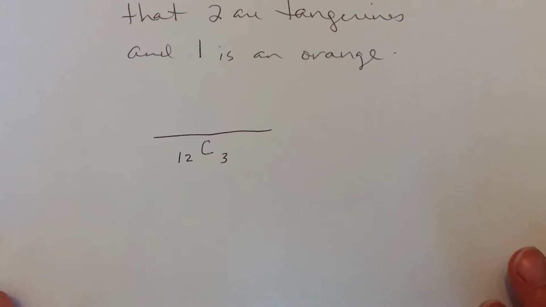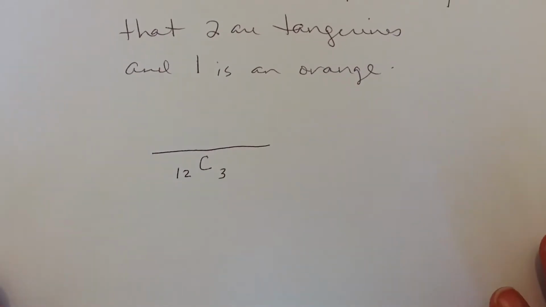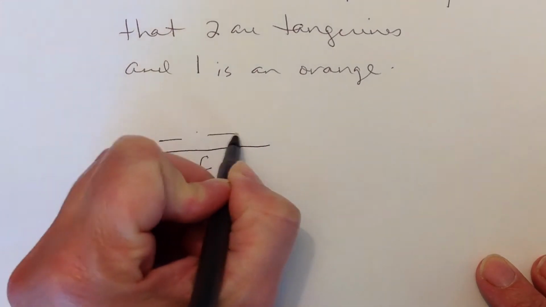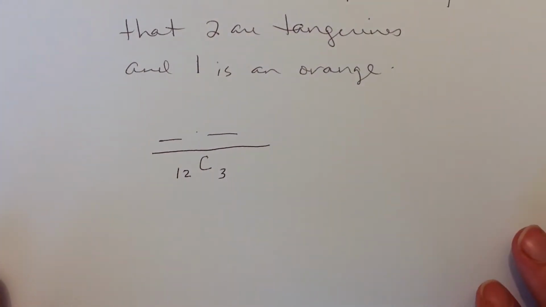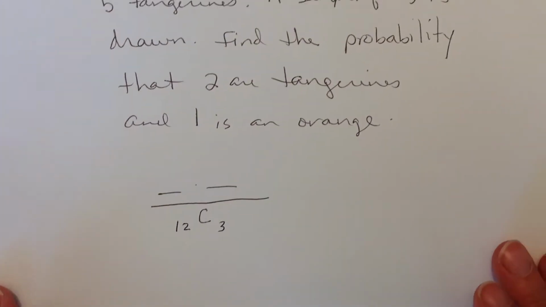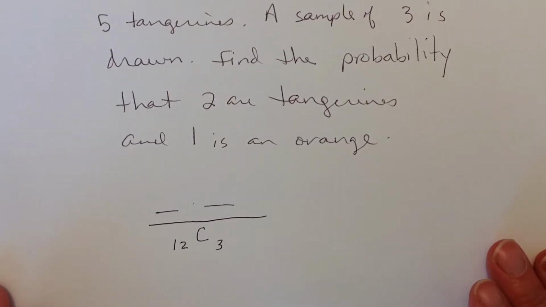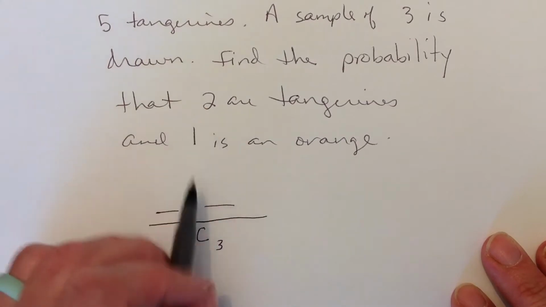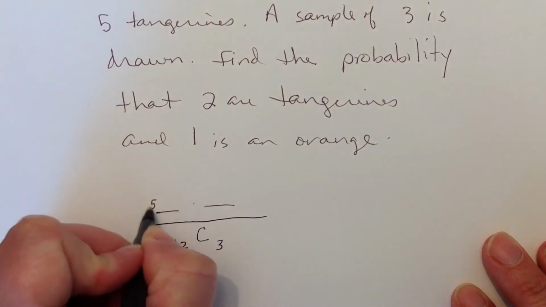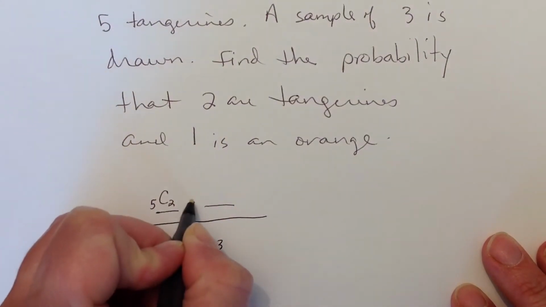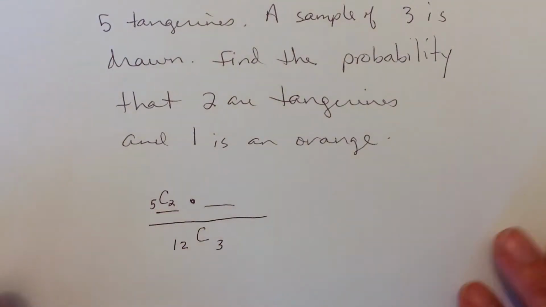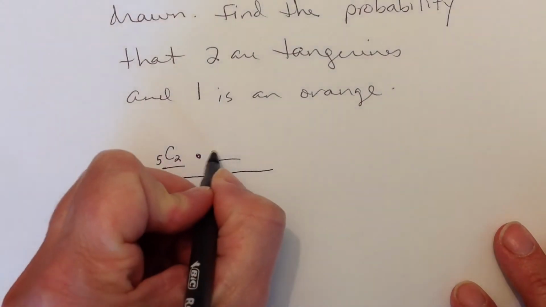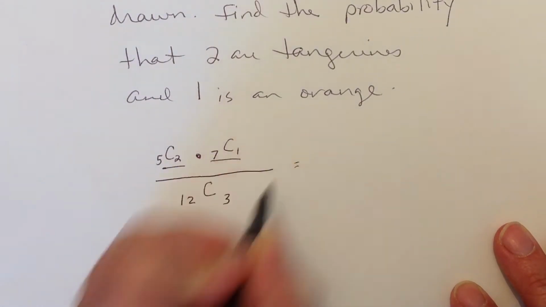Now the top we need to specifically control how many are tangerines and how many are oranges. So from chapter 10 we're going to think fundamental counting principle, and we're going to make the numerator a 2-part task. So now we need to look back at how many tangerines there are. There are 5 total in the basket, so for the 2 tangerines we want to do 5C2 times how many oranges? 7. So you could just write 7, or you could write 7C1.